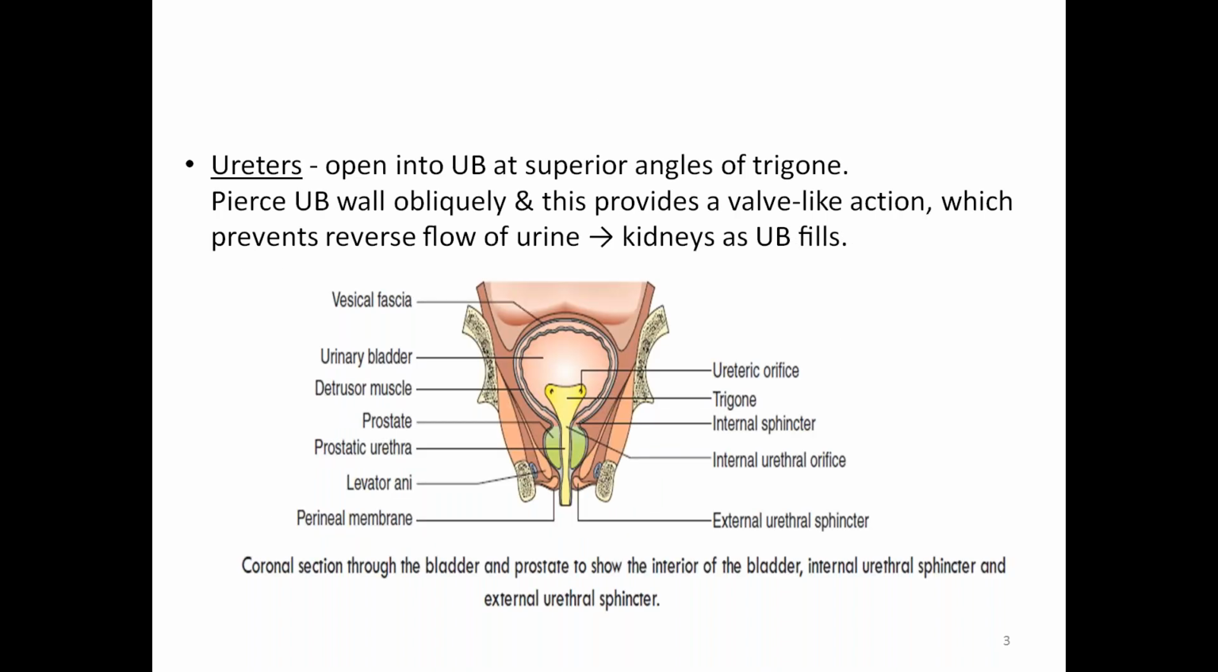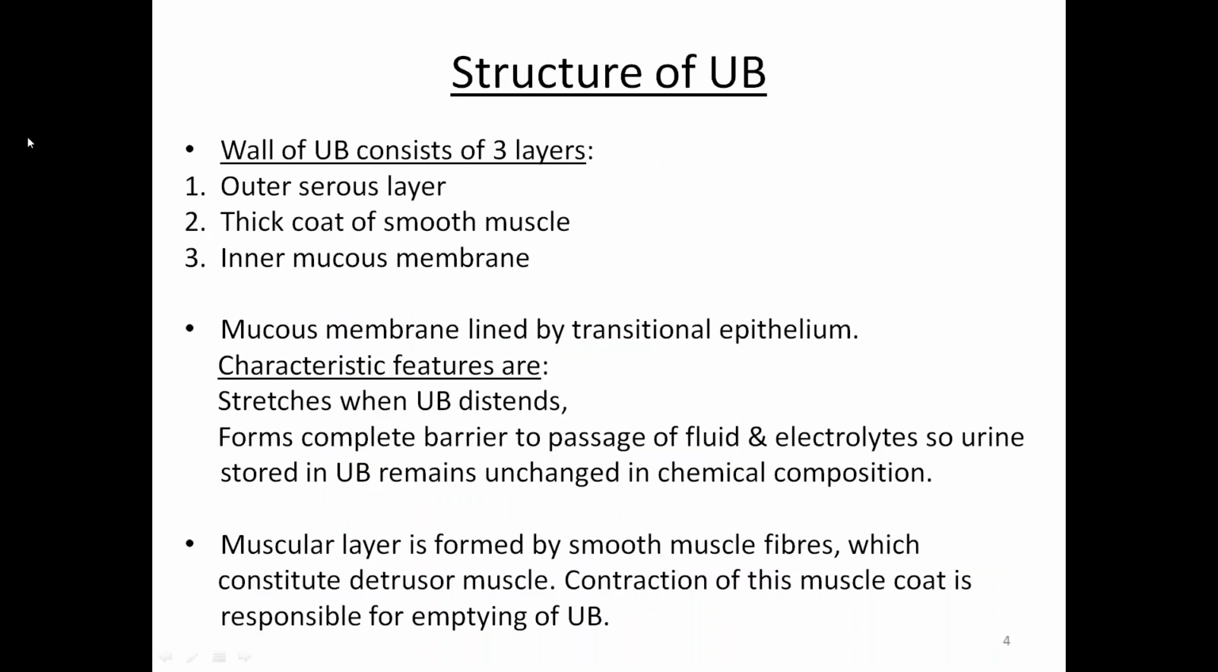And now let's talk about the bladder wall. Now the structure and the wall. The wall of the urinary bladder consists of three layers. There's an outer serous layer, a thick coat of smooth muscle, and an inner mucous membrane. Now remember, the mucous membrane is lined by transitional epithelium.